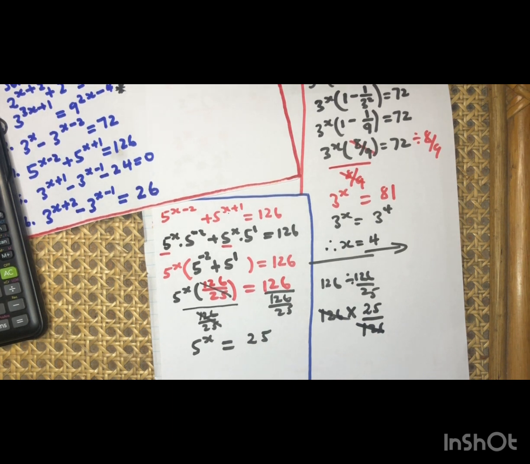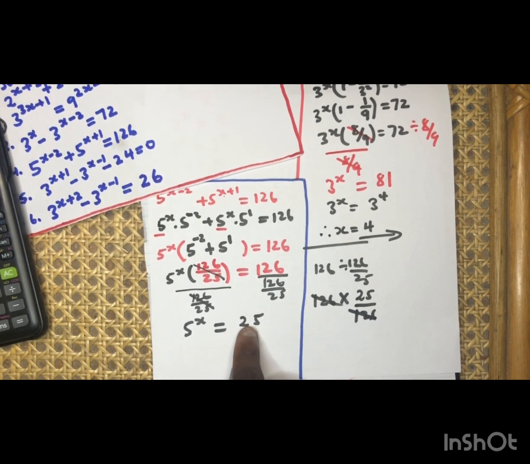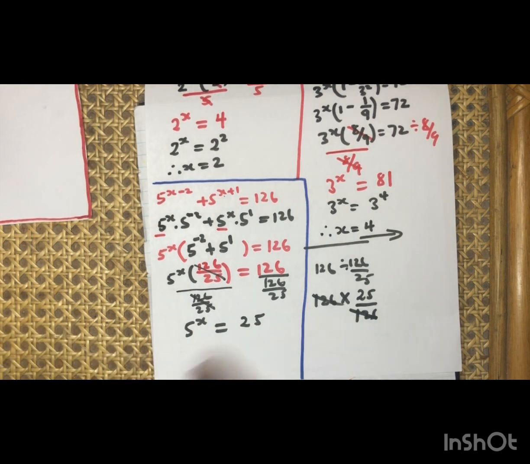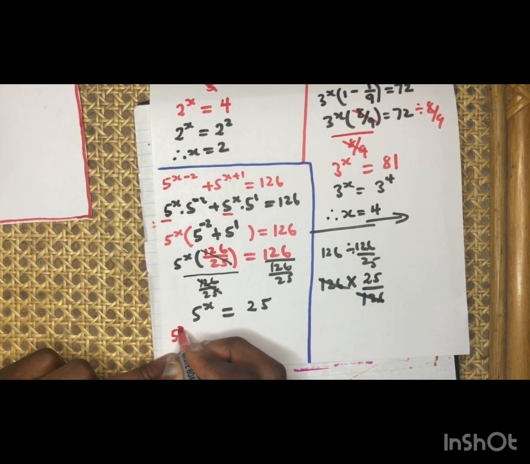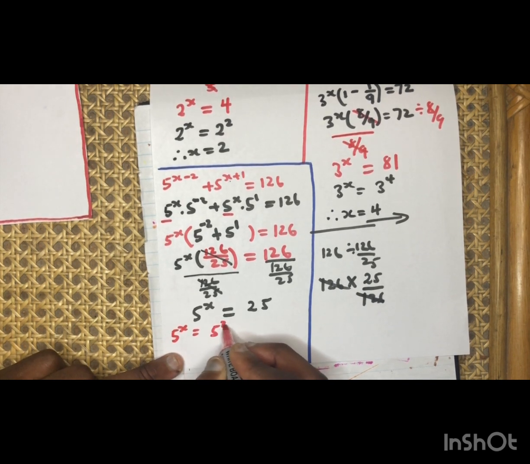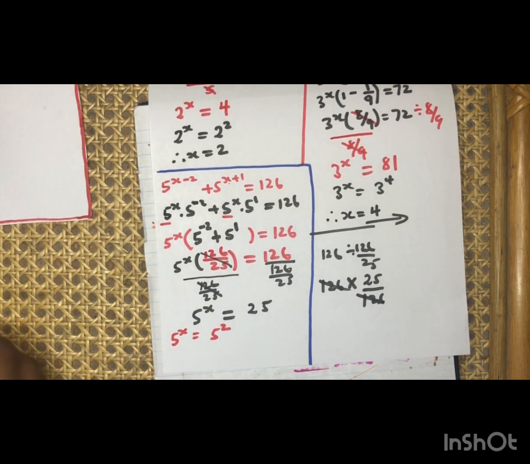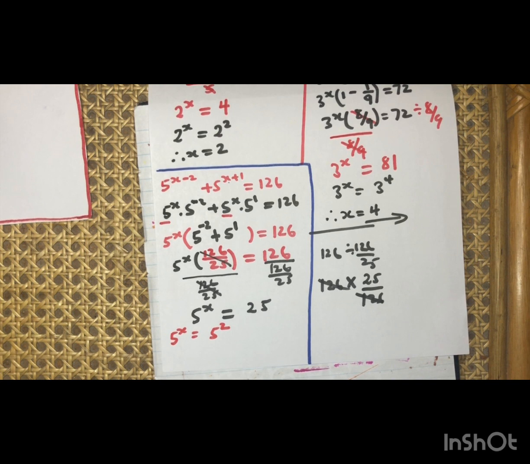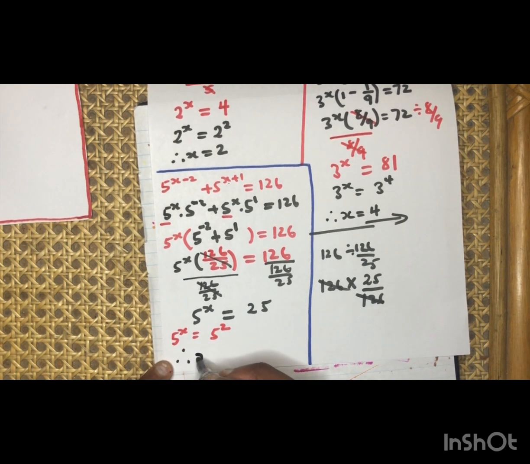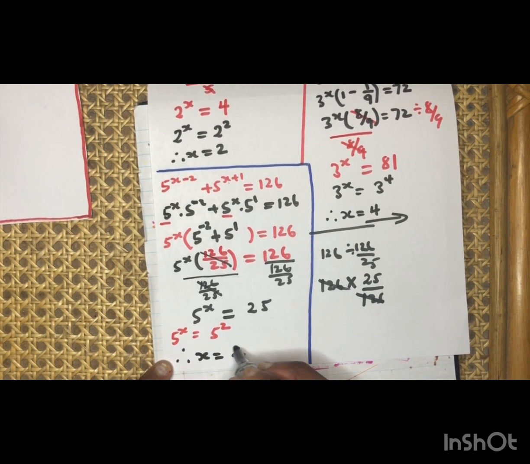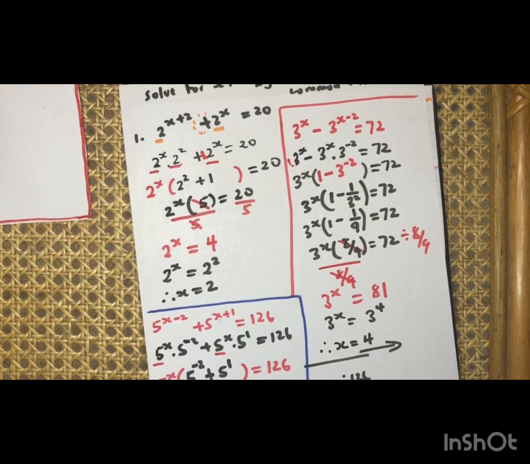Now we have to find the prime base of 25, because 25 is a composite number. So it's simple now. It's going to be 5 to the power x equal to 5 to the power 2. Now, the bases are the same, so we can conclude that our x is equal to 2. So that's your final answer for this question. That was very cheap.